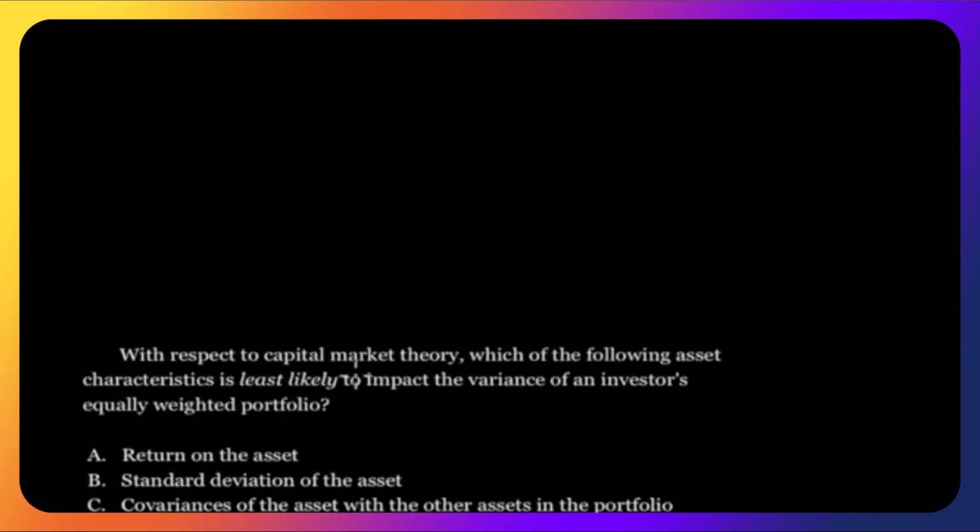With respect to capital market theory, which of the following asset characteristics is least likely to impact the variance of an investor's equally weighted portfolio? Least likely to impact the variance. The return on the asset, the standard deviation of the asset, or covariances of the asset with other assets in the portfolio. Well, least likely to impact the variance, the standard deviation of the asset will, so we can eliminate that. Covariances of the asset with the others in the portfolio will, they're additive to the portfolio variance, right? So that will. The return on the asset.